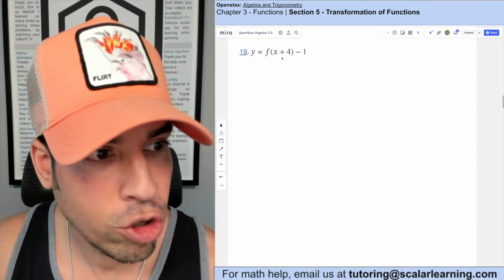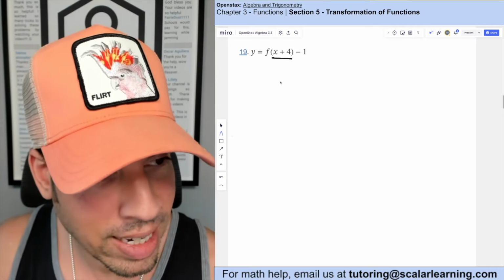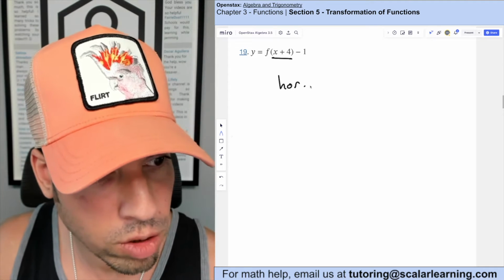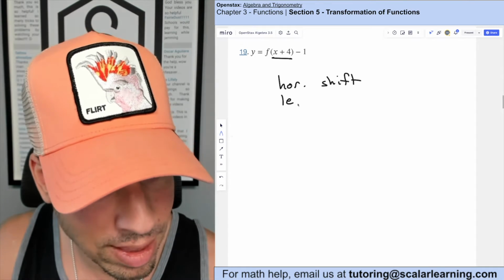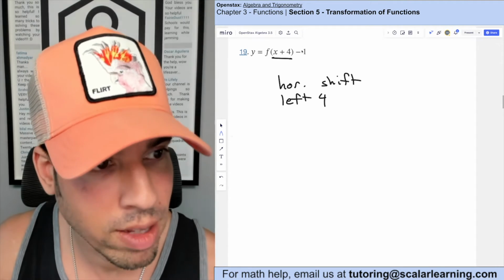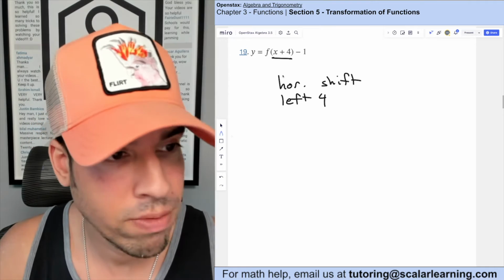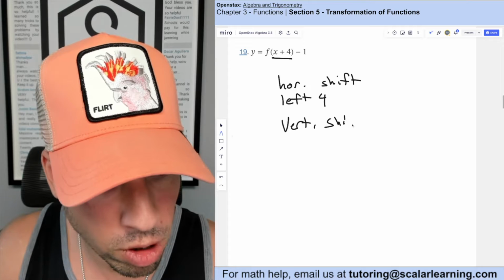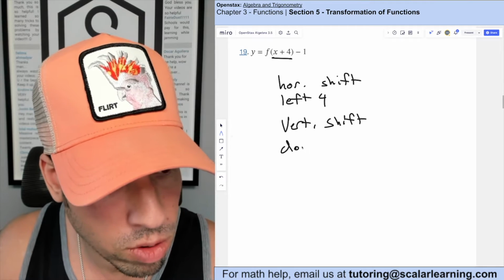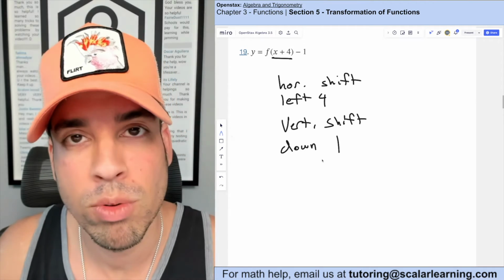So for this one, we got 2 transformations occurring. First, we got the inside. That is a horizontal shift. And since it's a plus 4, we're actually going to the left by 4. And then out here, we're applying it to the entire function. Therefore, it's a vertical shift. And because it's subtraction, we're talking about a vertical shift down by 1, boom, done.